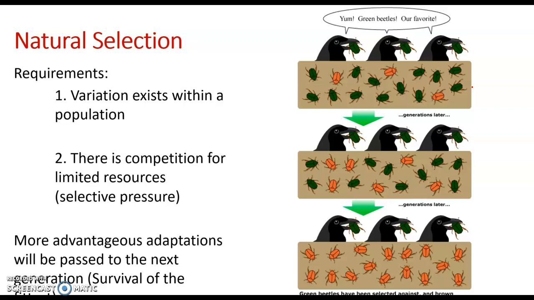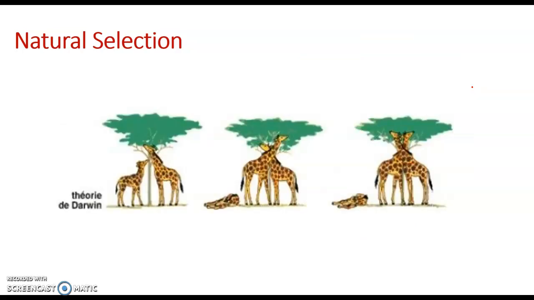This is an example of survival of the fittest. The orange beetles were more fit, or more able to pass on their genes, so that phenotype is going to prevail within that population. Let's look at a few more examples.